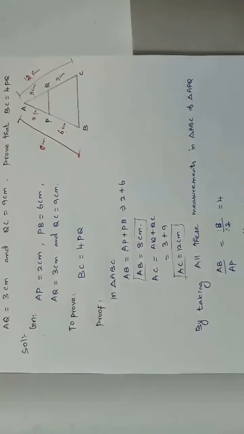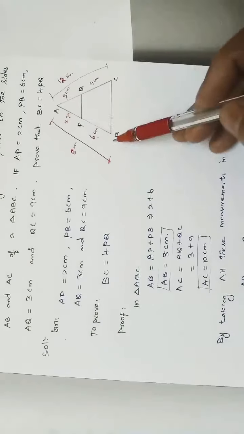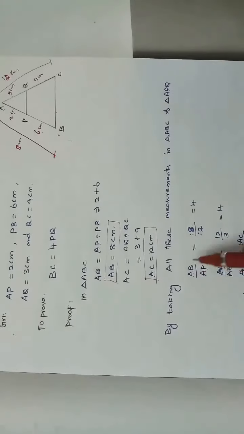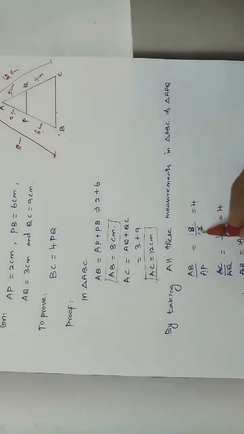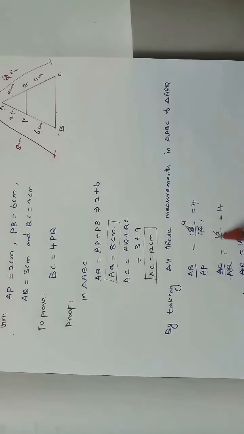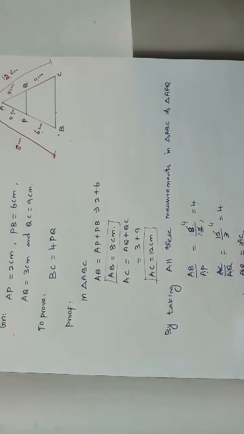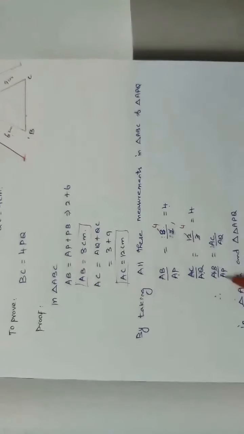Now I am going to take all the measurements in triangle ABC and APQ. AB divided by AP, I am just checking. AB by AP is equal to 8 by 2, which simplifies to 4. AC by AQ is equal to 12 by 3, where AC is 12 and AQ is 3 centimeters, which simplifies to 4. Therefore, AB by AP is equal to AC by AQ. Both are 4, so the ratios are equal.